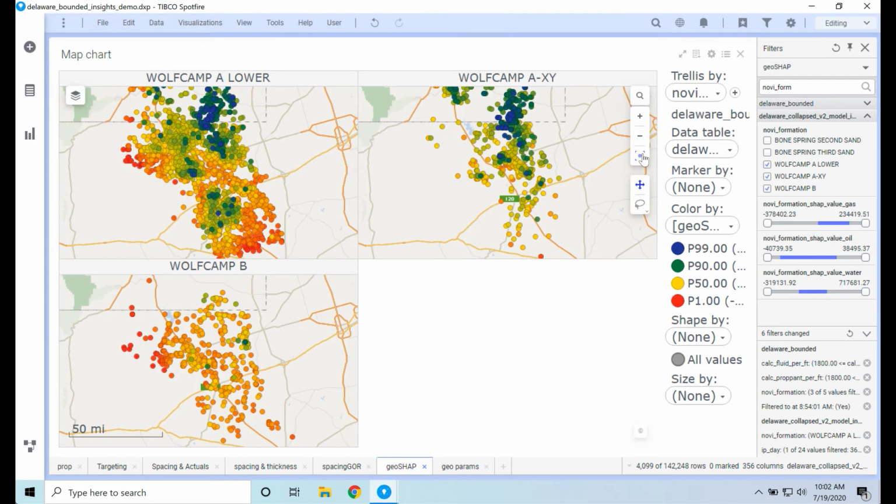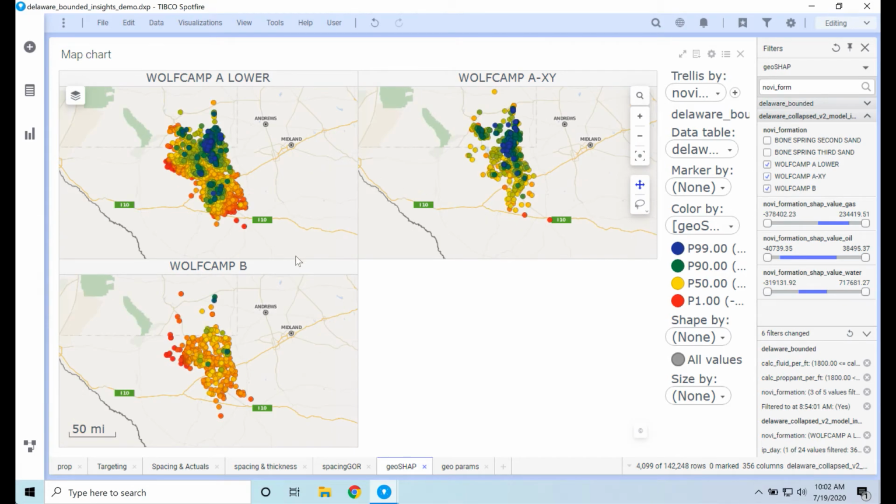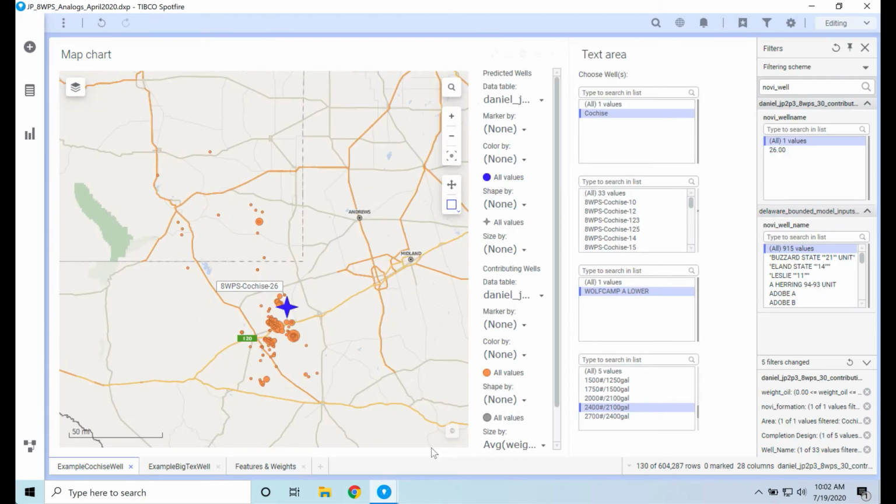We also have some standard outputs. We have a GeoShap, which is a rock quality index, where you can see where the hot spots are for the different formations, the sweet spots. And then I just want to give you one quick sample of another standard output data set that a lot of people get use out of, and that's contributing wells or analog wells.